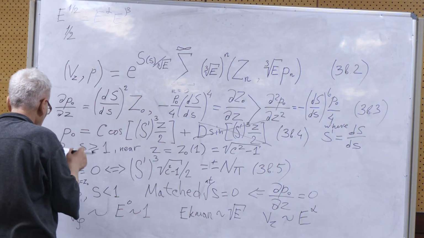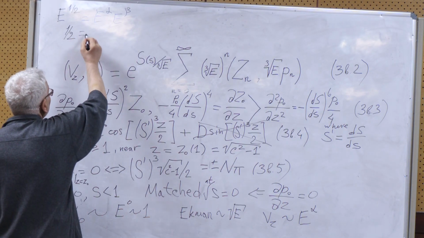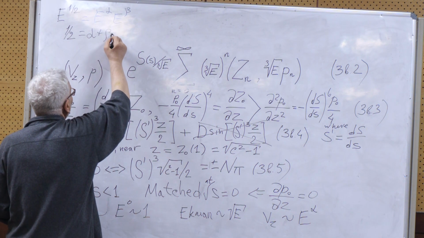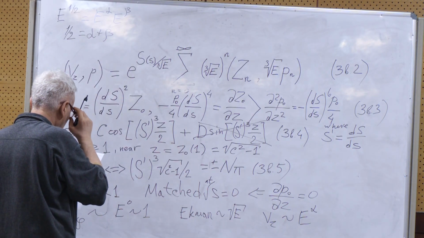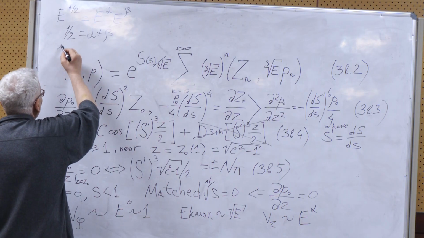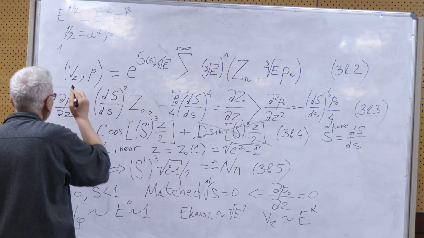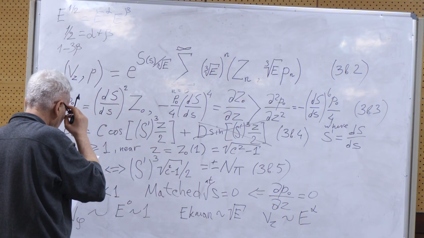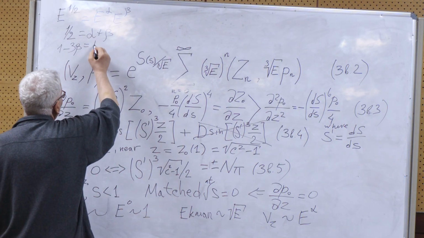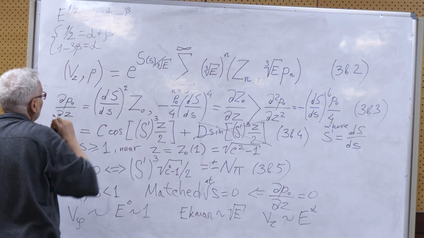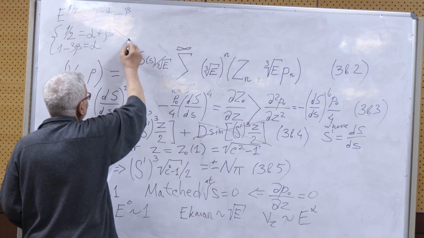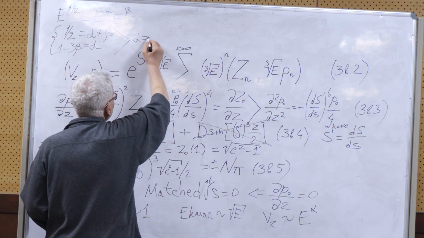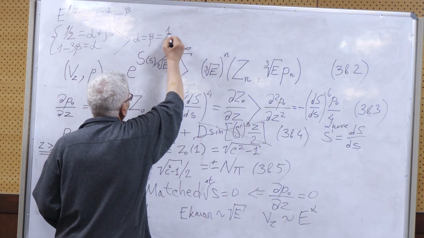Again, the linear system: 1/2 is equal to alpha plus beta, and also 1 minus 3 beta equals alpha. So this is the system. And the consequence of this system is rather simple: alpha is equal to beta and equal to 1/4.